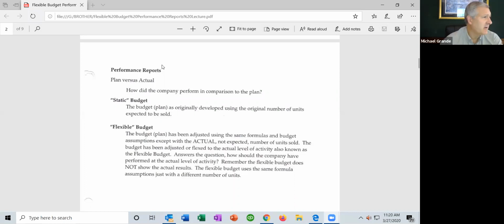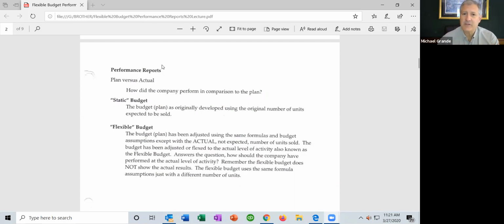And I have some definitions here. A static budget is the budget or the plan as originally developed using the original number of units expected to be sold. It's prepared in advance. It is prepared before they embark upon the month or the quarter. Let's assume, for example, that we are preparing a budget for the month of, let's call it April of 2020. We're going to prepare that budget probably the end of March of 2020, based upon how we think we're going to perform in the month of April.